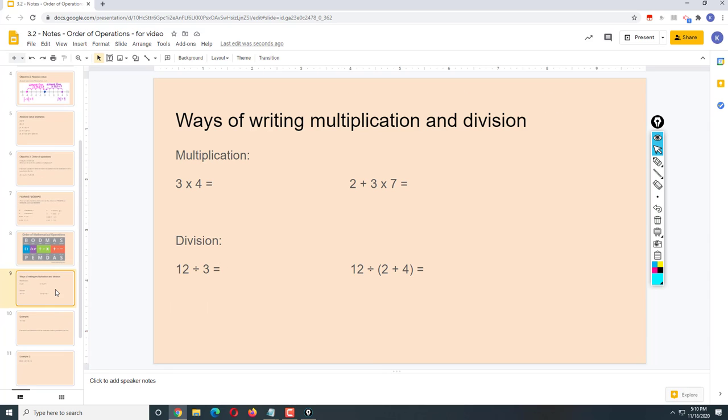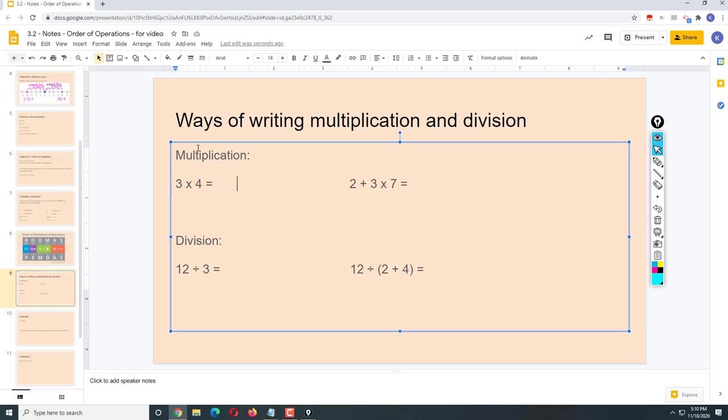Okay. Some examples. Well, before we get there, 3 times 4 can also be written like this. This can be written this way. 3 times 7 is 3, parentheses 7. Division can be written this way. It can also be written this way, like a fraction. So this one can be written this way. Or you can write it like this. Like this. Okay.